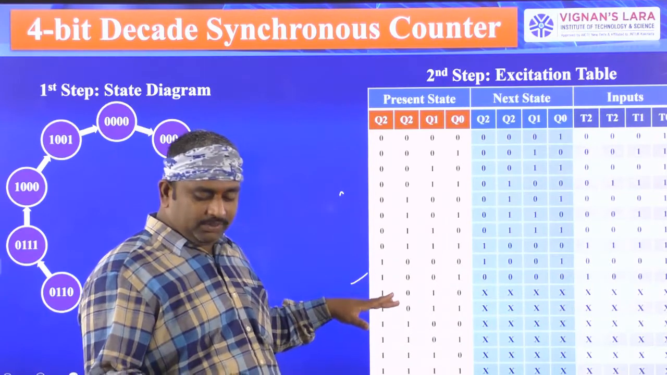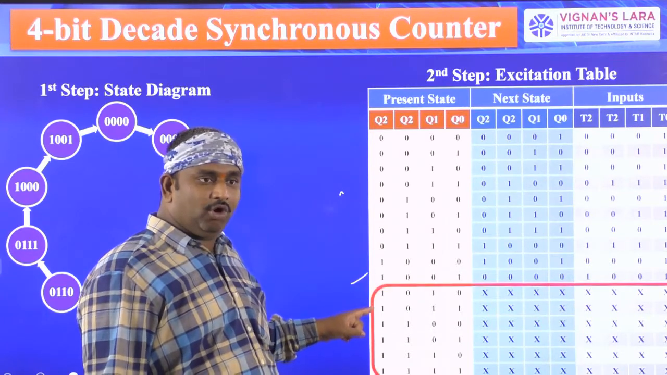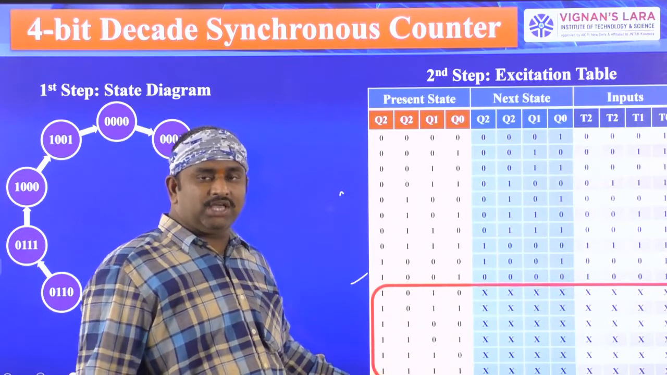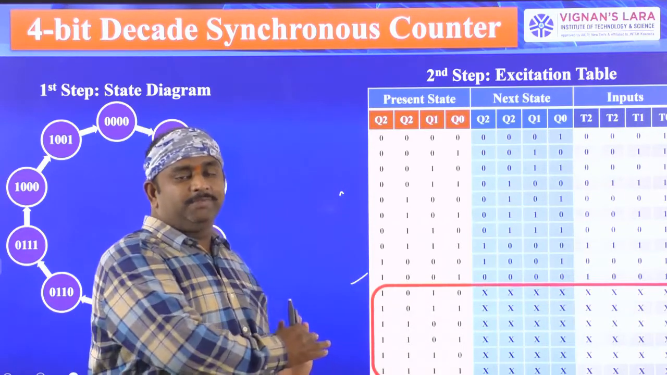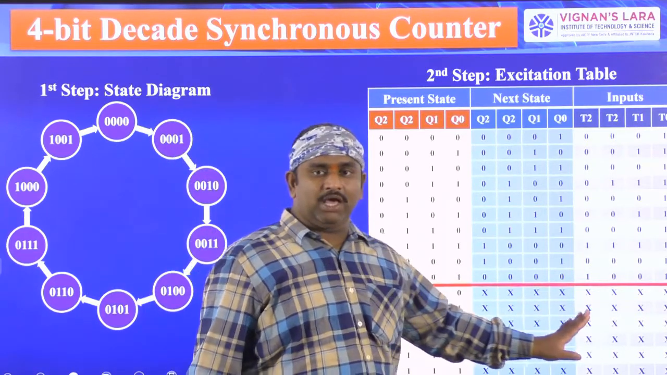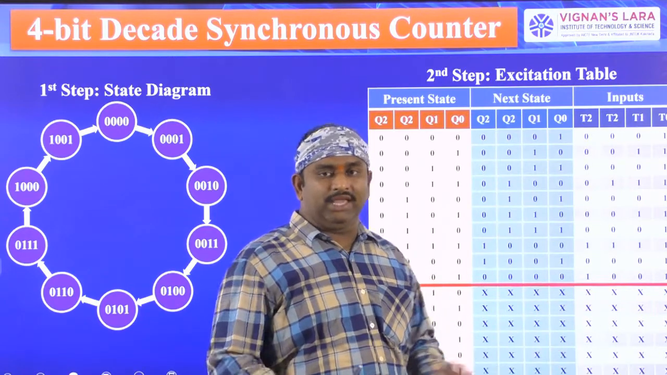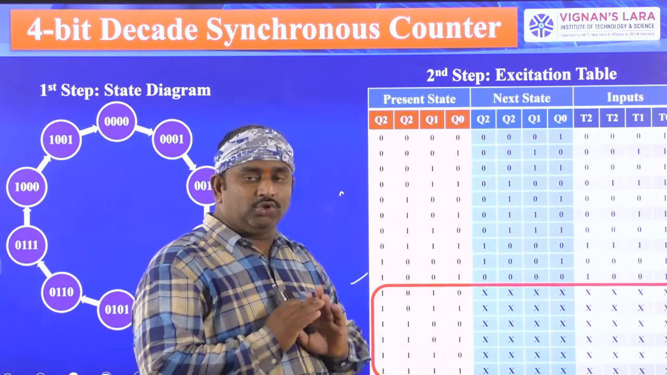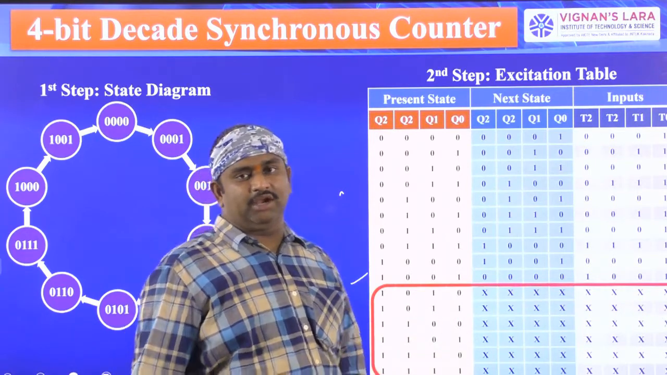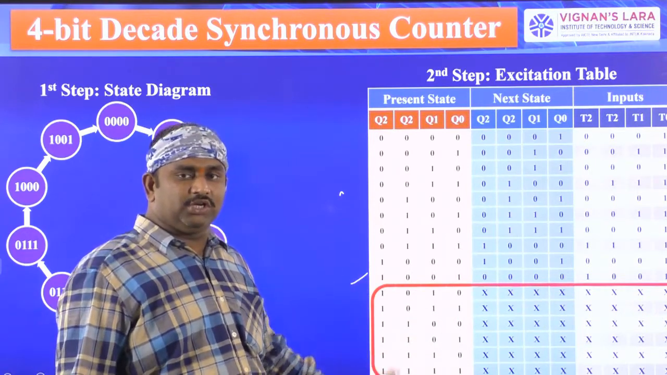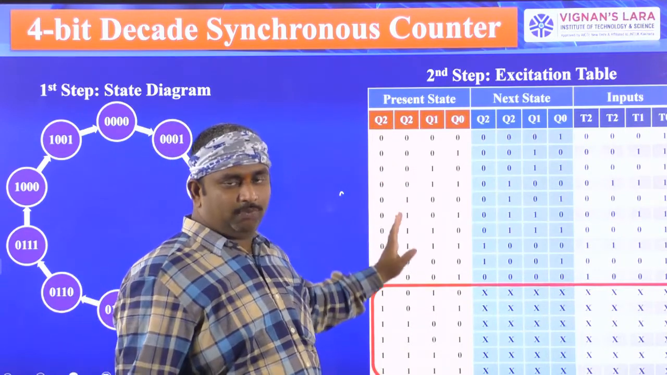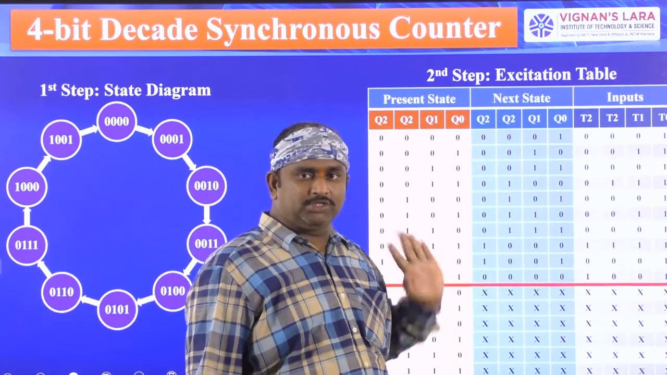Coming to the remaining combinations: 1, 0, 1, 0, 1, 0, 1, 1, and 1, 1, 0, 0 up to 1, 1, 1, 1. These counts are not available in this decade counter. So for these counts, the outputs are unknown, that is, don't care. There is no necessity of bothering about these outputs. These are the invalid states for the decade counter. So these are the valid states, so present state outputs we got, and next state outputs also we got.